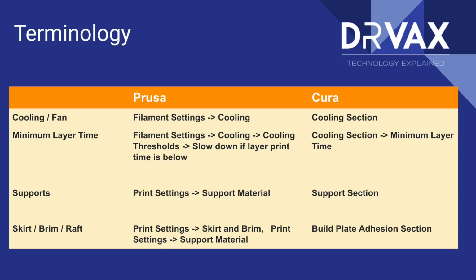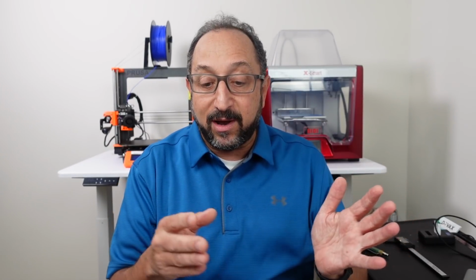Supports are under print settings in Prusa. They're a separate section in Cura. And skirt, brim, and raft are in 2 different places in Prusa, and they're under build plate adhesion in Cura. The next parameter I want to talk about is maximum resolution. It's under print settings in Prusa. It's under mesh fixes in Cura.